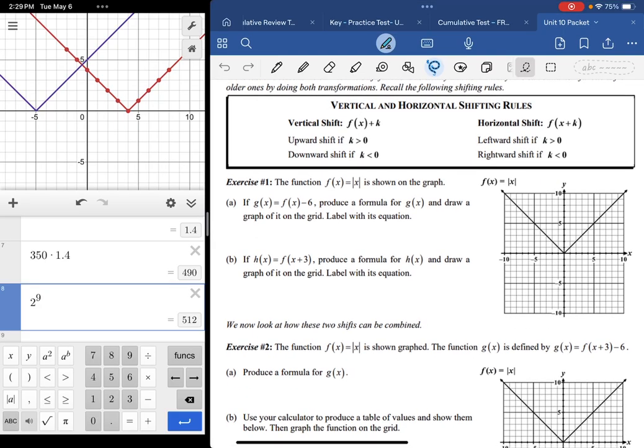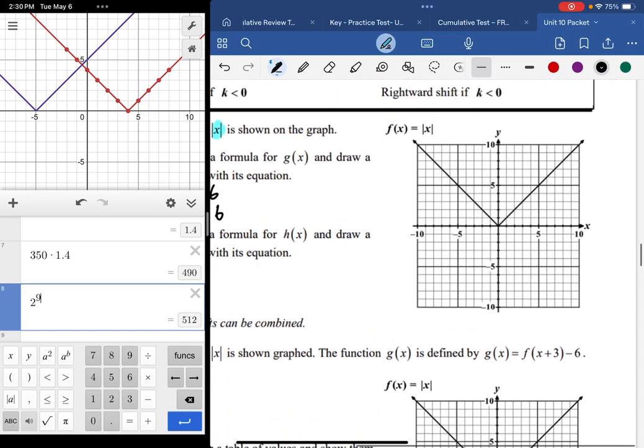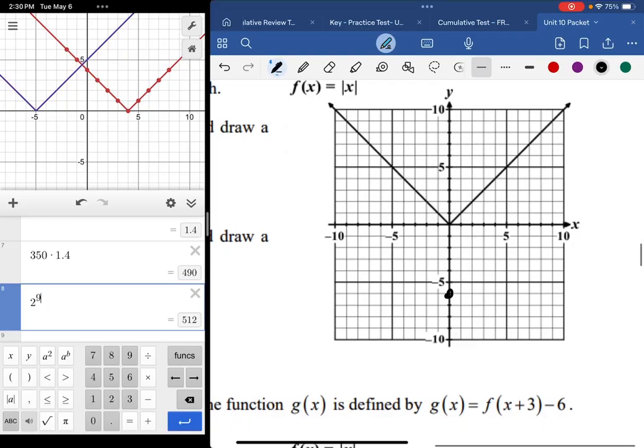So I'm going to write, g of x, f of x minus 6, and then replace the f of x with what we know it really is. And that's the absolute value of x. So it's going to be the absolute value of x minus 6. Graphically, we're just going to slide down every point 6 units.